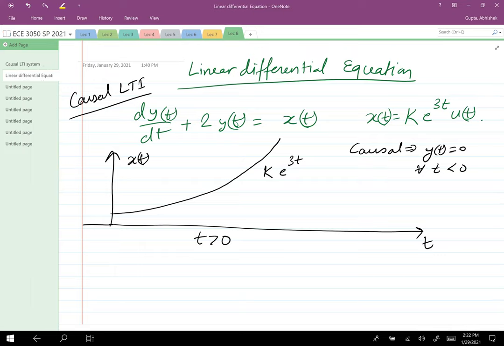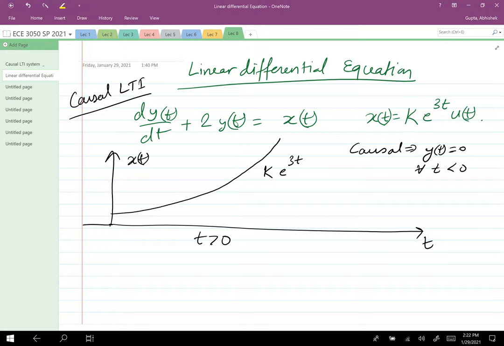Now the question is, what is the response of this system with respect to this input? We've talked about it before. One way to compute the response is using the convolution equation. But right now, let's try and think about how to compute the response without using the convolution equation. So how do you solve such a linear differential equation, assuming we don't want to use the convolution? How do we solve it?